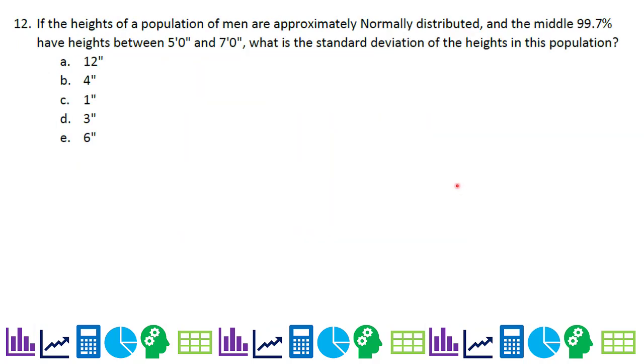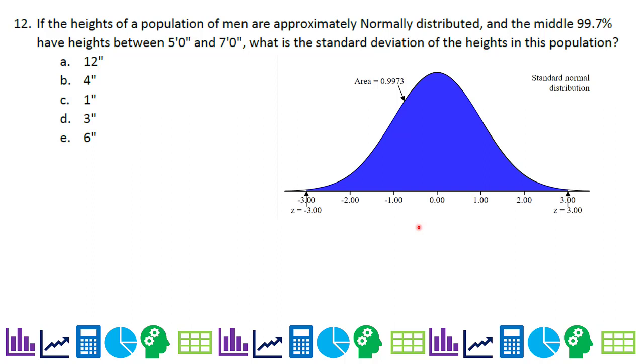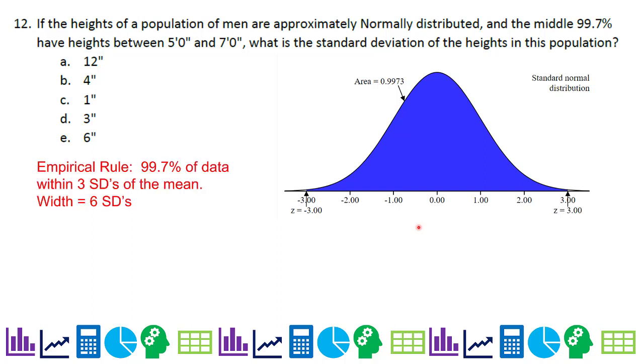If the heights of a population of men are approximately normally distributed, and the middle 99.7% have heights between 5 feet and 7 feet, what is the standard deviation of heights in this population? So I went ahead and used Stapplet to draw my empirical rule, which is basically 99.7% of the data is within 3 standard deviations of the mean. So this width from -3 to 3 is 6 standard deviations, right?